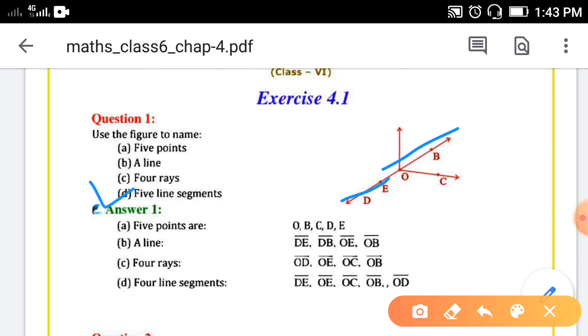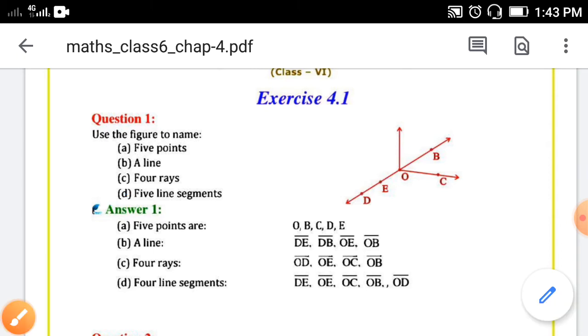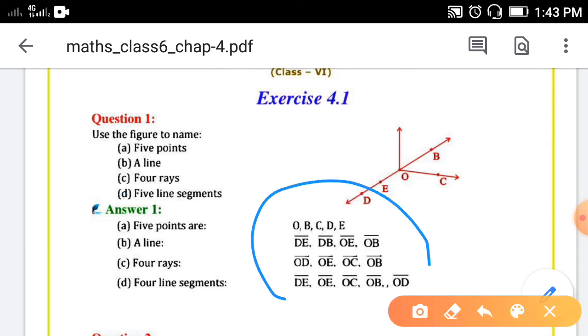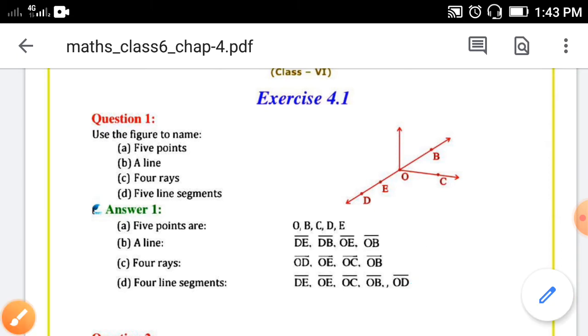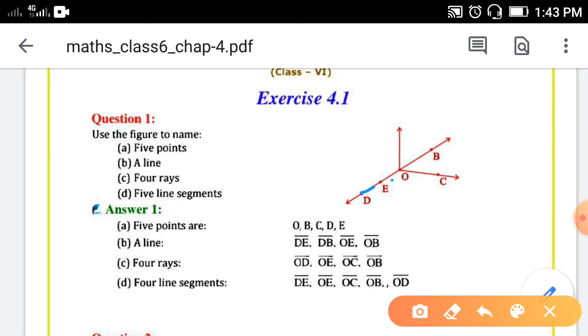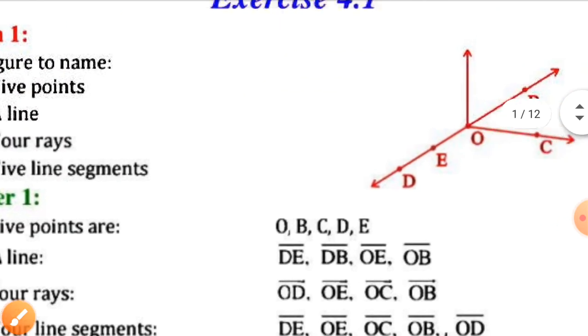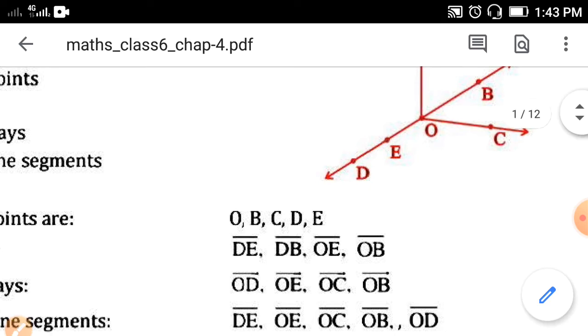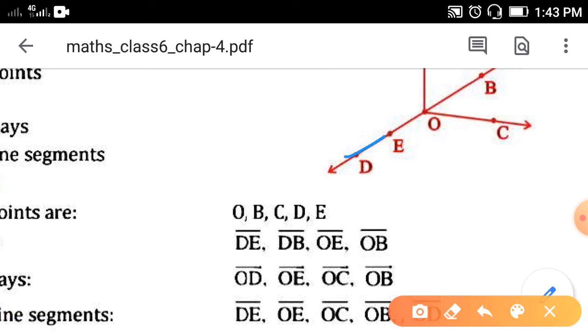Next, 5 line segments. You have to write the names of the line segments. But make sure how to write the names of the lines, rays and segments. That symbol also you have to use here. Line segments: DE, EO, then OB, then DO, then EB. All possible names you can write.